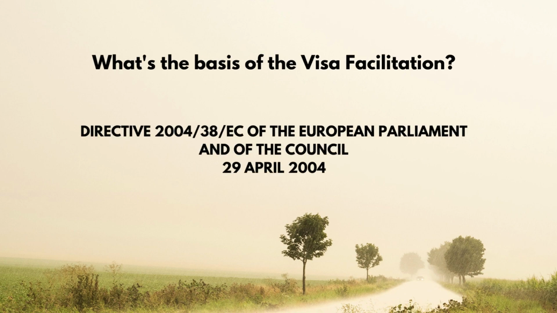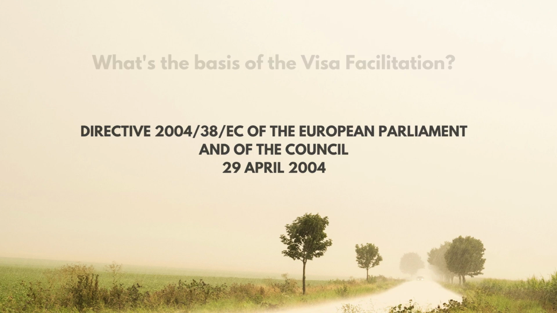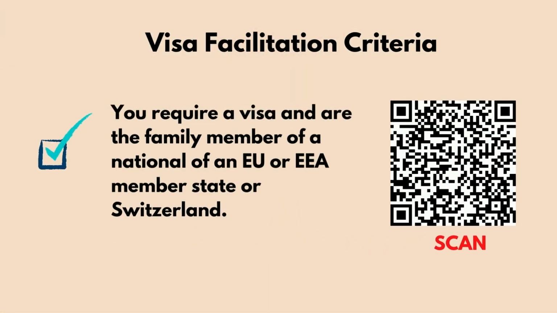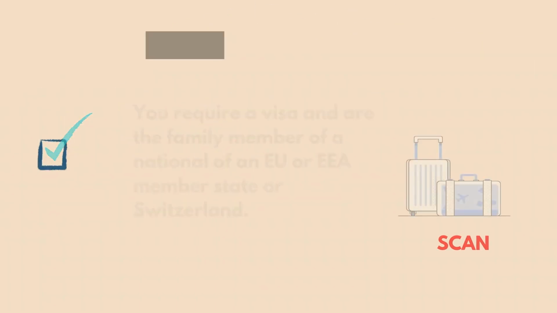You may ask, what's the basis of this visa facilitation? It's under the Directive 2004/38/EC of the European Parliament, which was signed in 2004. So you may read the document to understand the visa facilitation procedure. To be able to proceed with the visa facilitation, you must meet 3 criteria. First one is you require a visa and you are a family member of a national of an EU country, an EEA member state, or Switzerland. You can scan the QR code for the visa advisor to check if you would need a visa.